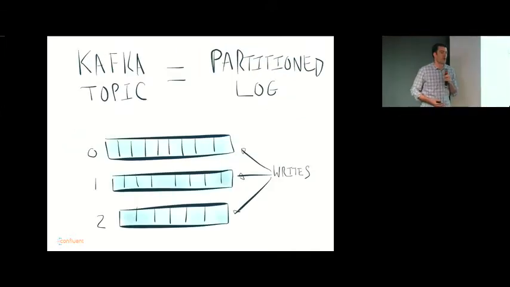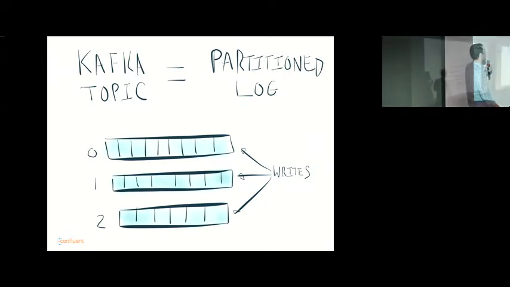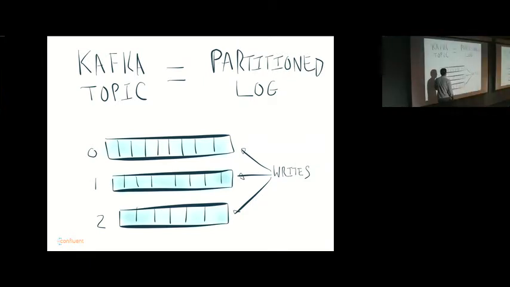In Kafka, a topic, which is like a category of data or a feed, so a topic for LinkedIn might be page views, ad clicks, searches, or user account updates, is basically a partitioned set of logs. I showed that log concept; now there's just more of them. I put 3 here because that was as much as I could draw on a slide, but you could imagine maybe 100 or however much.